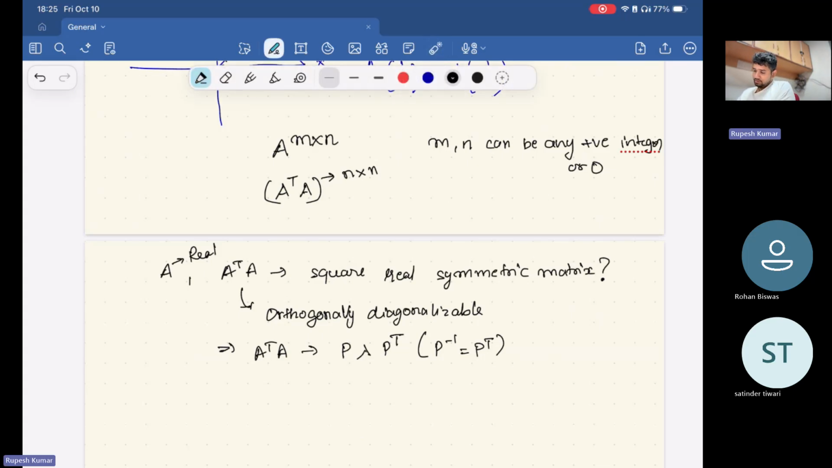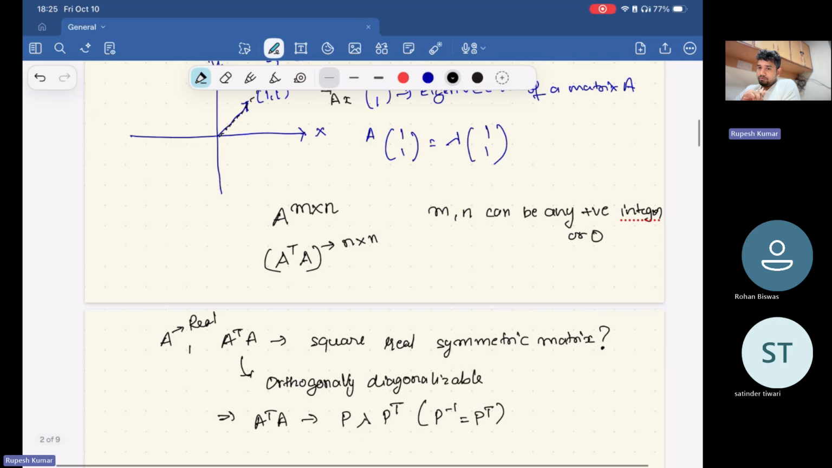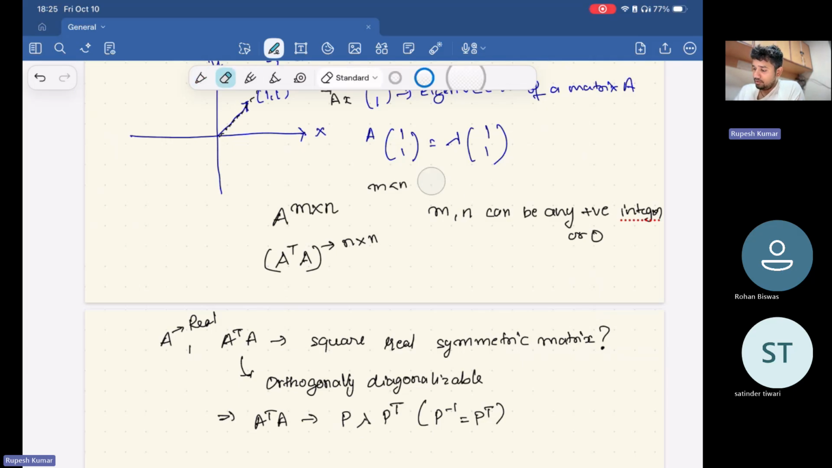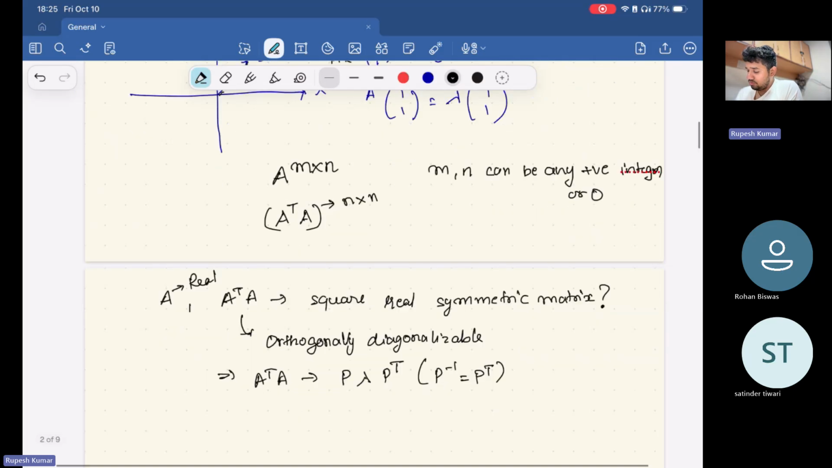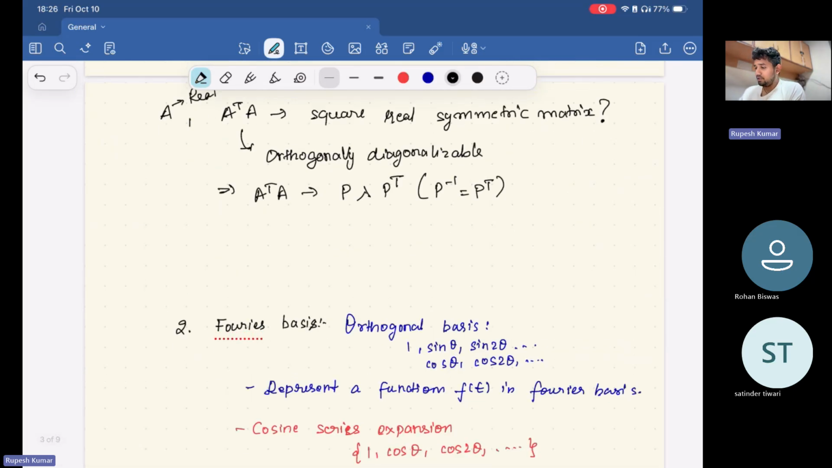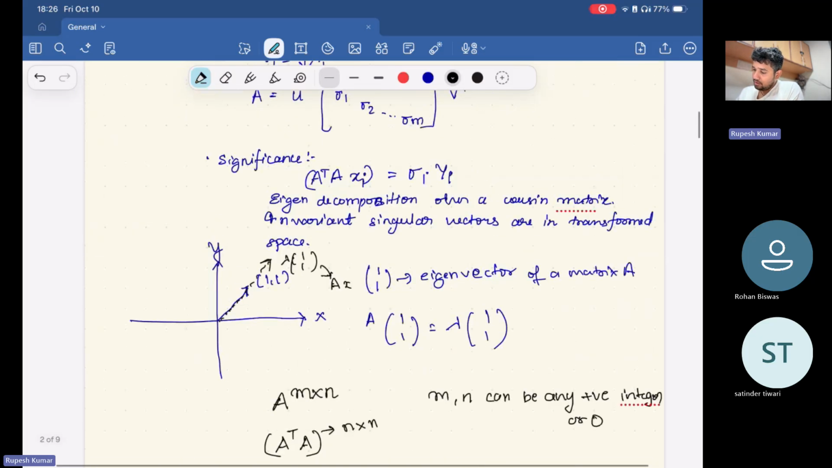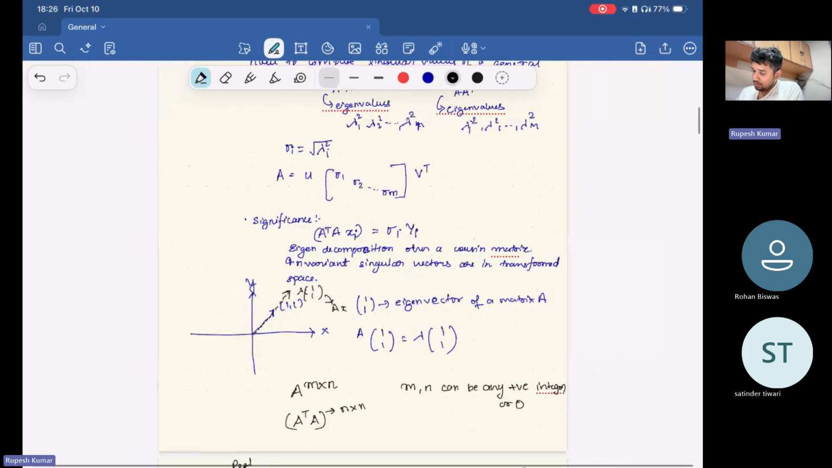Now, another interesting thing we want to figure out. One doubt might come: what happens if m is less than n? In that case, you can choose the matrix A transpose, and you will observe similar properties. So now you have got this. From here, can we build upon the eigenvalue decomposition?